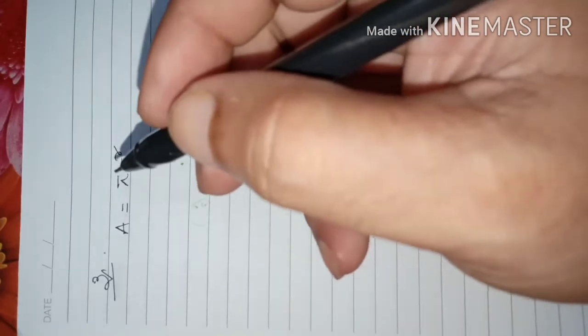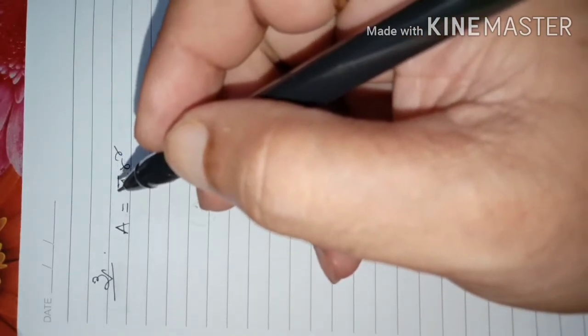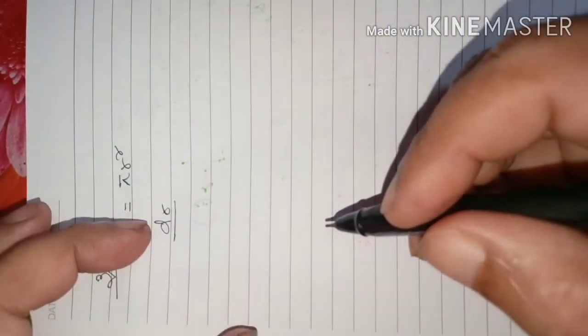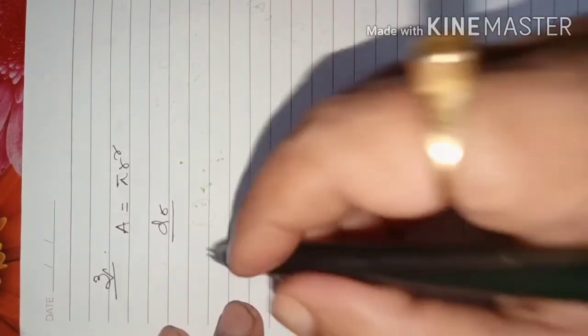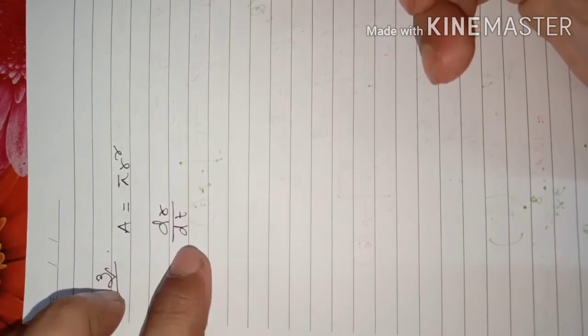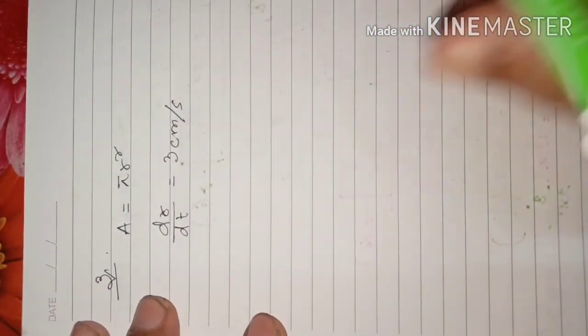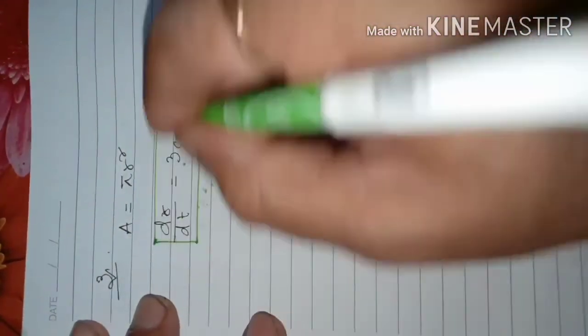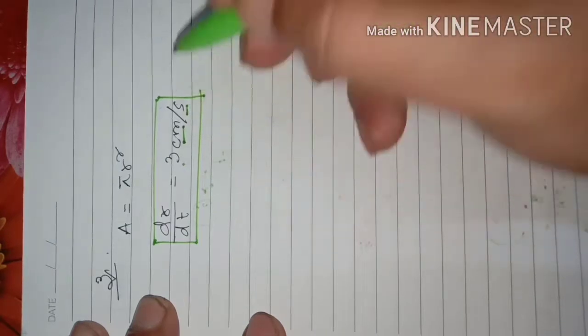Area of a circle. Then also here it is given the radius of a circle is increasing uniformly at the rate of 3 centimeter per second. That means dr by dt, the rate of change of radius with respect to time. How to write? It is the change in radius divided by change in time. Rate of change of radius with respect to time is 3 centimeter per second.